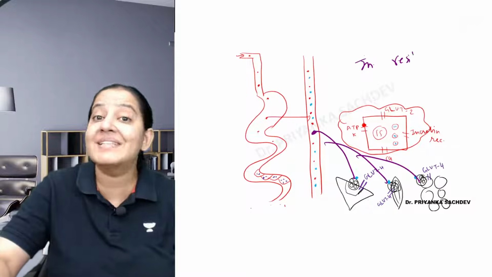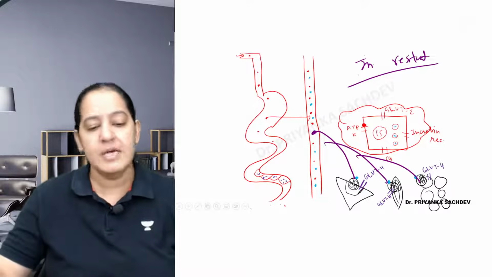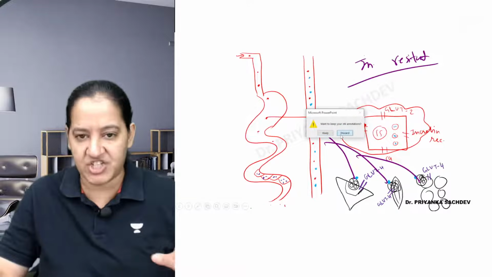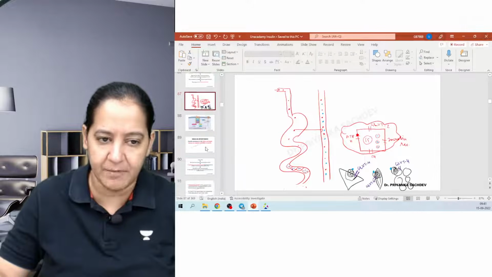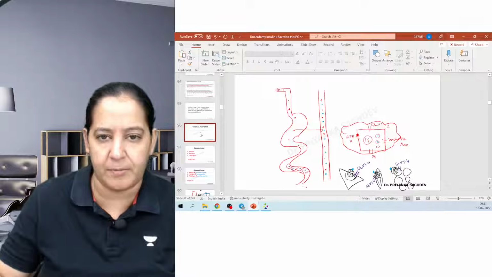The insulin is resistant now. You got my point? It is present, but it is resistant, it is non-responding. So that is the mechanism of action or the pathogenesis of type 2 diabetes. We have understood that. Now let's start the insulin preparations, right?